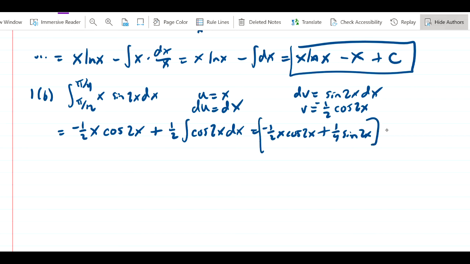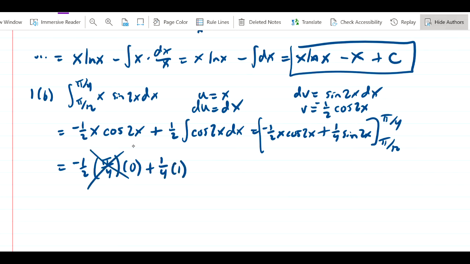So that's the antiderivative, and we're going to let it go from pi over 12 to pi over 4. So that equals negative 1/2 times pi over 4 cosine 2x, so that's going to be pi over 2, and cosine of pi over 2 is 0, and then plus 1/4 sine of pi over 2, which is 1. So fortunately this crosses out because that was going to be a little bit of a messy term. And now we want to subtract this expression at pi over 12. Since there's a negative there, we're going to add.